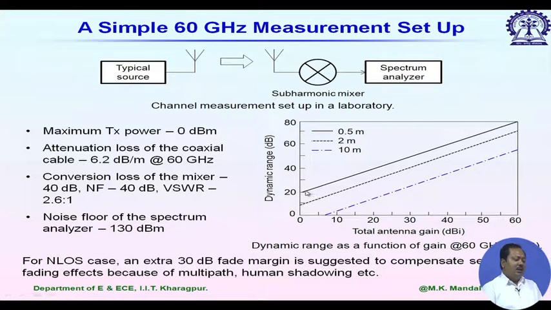Now, obviously, if we decrease the distance let us say to 0.5 meter, in that case we have some dynamic range even for 0 dBi gain, and if I increase the antenna gain, then dynamic range increases. So, when we are going for any measurement for any antenna or any other things, that time also we have to keep in mind what is the SNR, because the dynamic range also depends on the SNR of the receiver.